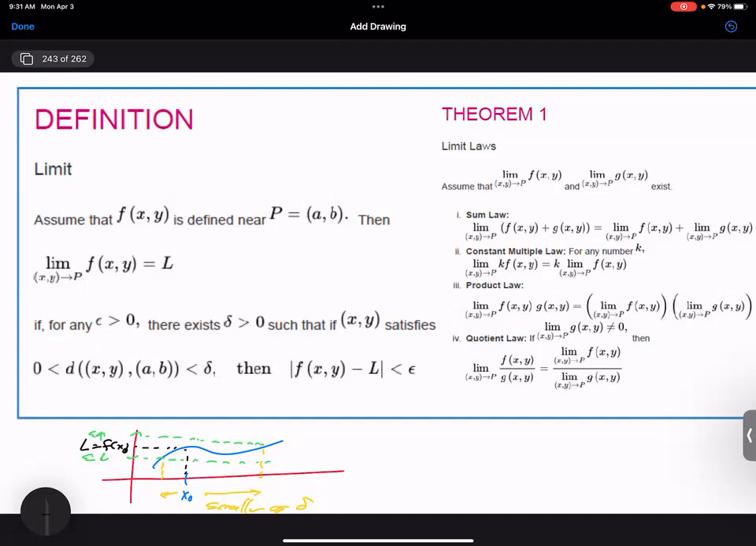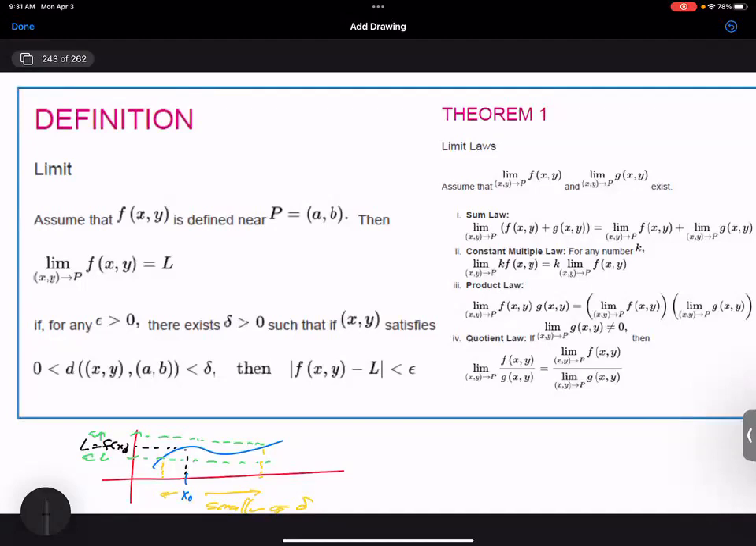Then there's the product law. The limit of a product is the product of the limits. Then there's the quotient law. The limit of a quotient is the quotient of the limits, so long as the denominator is not 0. Okay, so these laws are exactly what you would expect. What you need to do is formally prove that all of these satisfy this epsilon delta notation. And that's normally done in an advanced calculus or real analysis class. These are intuitively obvious.